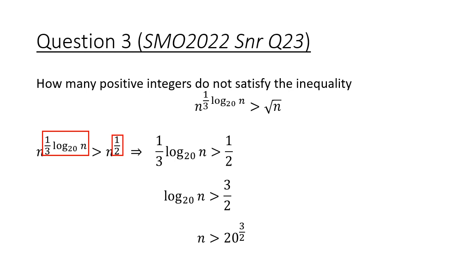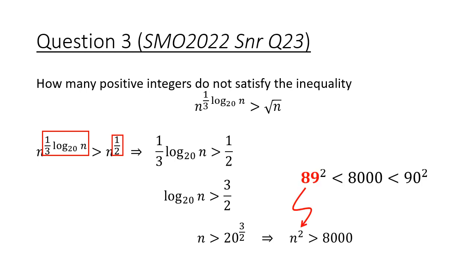Now it's not easy to work out what 20 to the power of 3 over 2 is without a calculator, but if we square both sides, what we're actually looking for is n squares that are greater than 8,000. But that's not the question. We are looking for things that do not satisfy this. So we want n squares that are not bigger than 8,000.